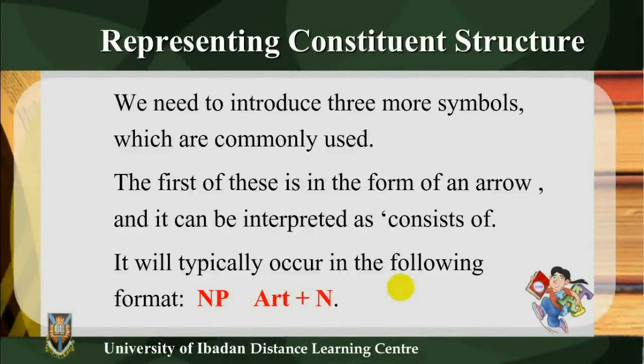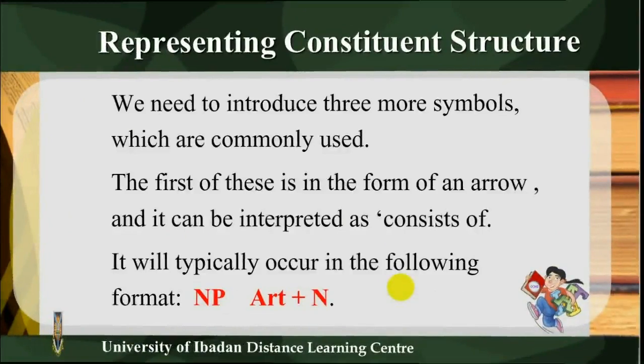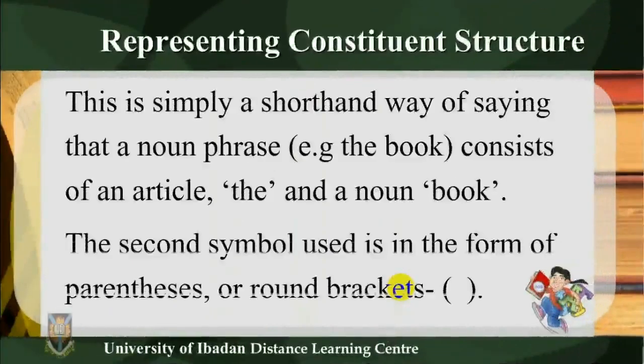It will typically occur in the following format: NP → Art + N. This is simply a shorthand way of saying that a noun phrase, for example the book, consists of an article, the, and a noun, book.